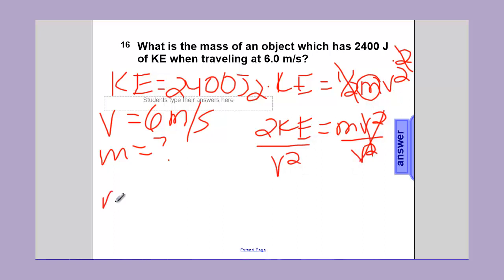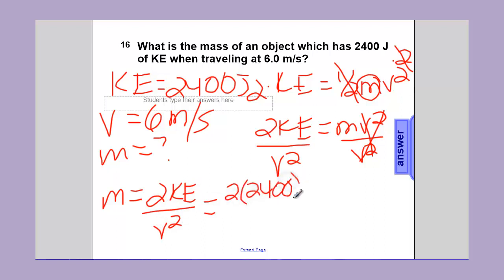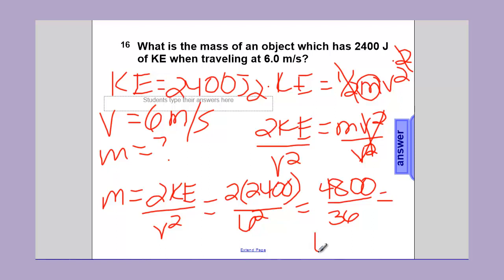So now we've got our mass equals 2KE divided by v squared, which when we plug in is going to be 2 times 2,400 divided by 6 squared, which gives us 4,800 divided by 36, which gives us a mass of 133.3 kilograms.